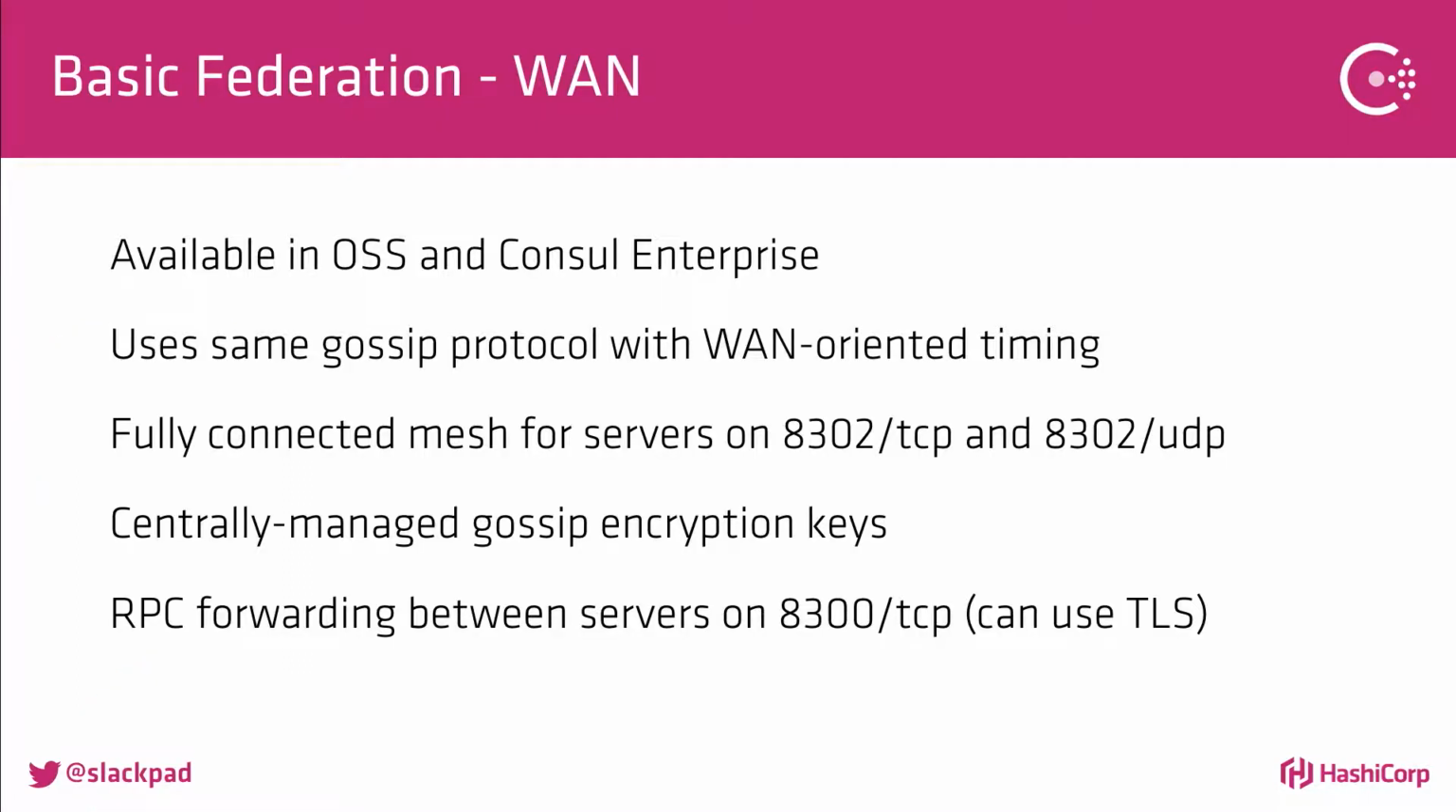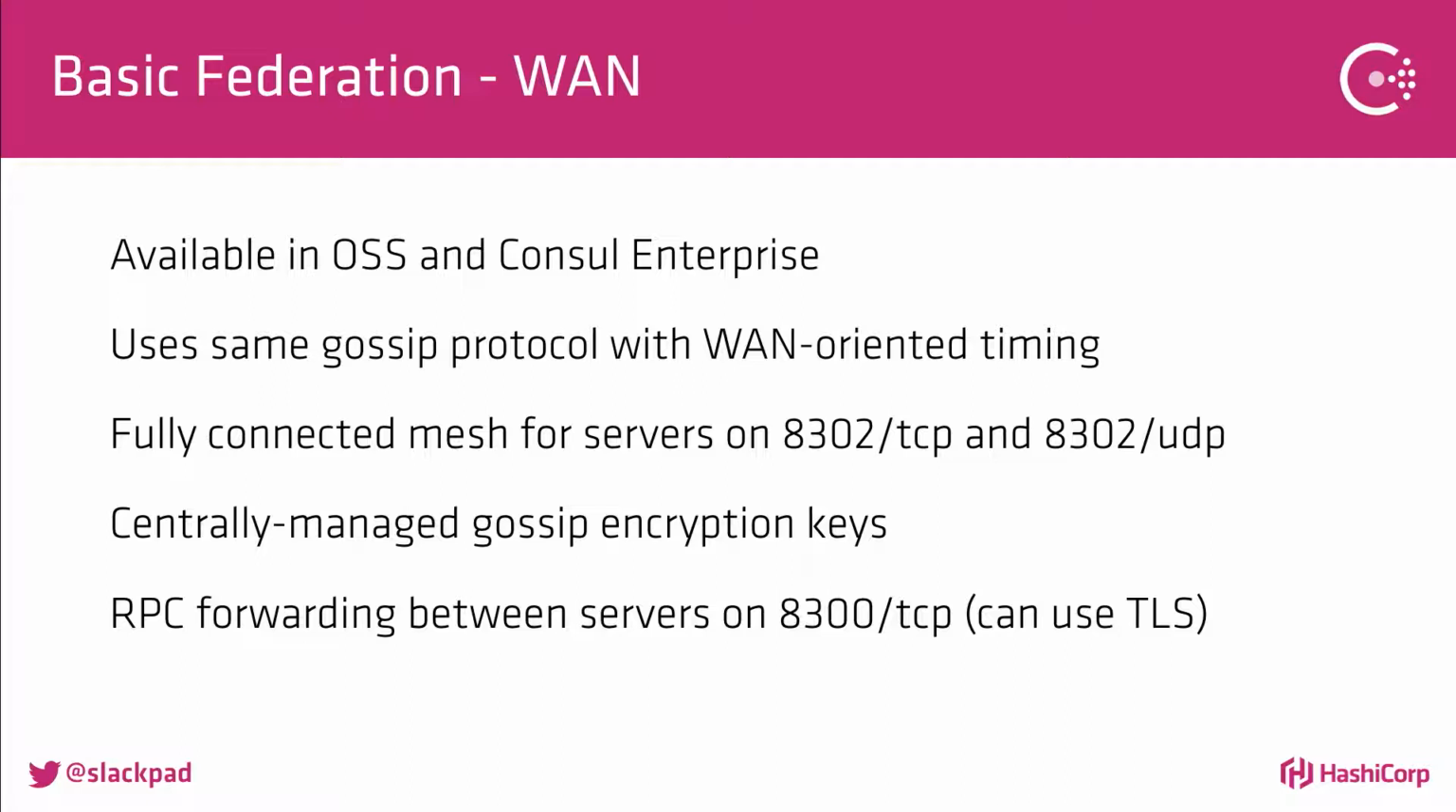How does this work? Sort of the oldest method is basic federation, which, if you see it in the Consul documentation, is always called the WAN. This is available in the open source and Consul Enterprise, and it basically uses the exact same gossip mechanism that we use inside of a LAN. We use sort of another instance of that to federate the servers. So it's another instance of the Serf library, basically.